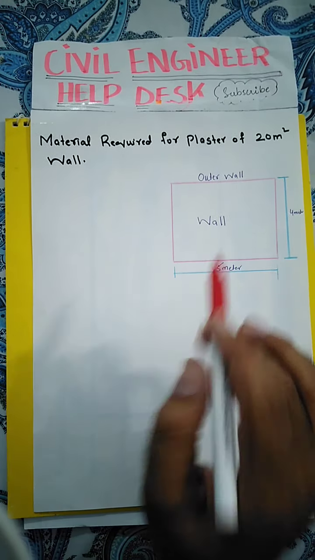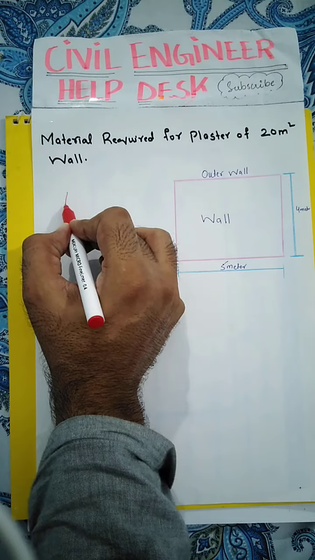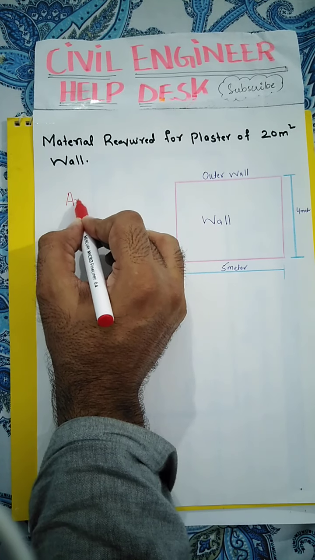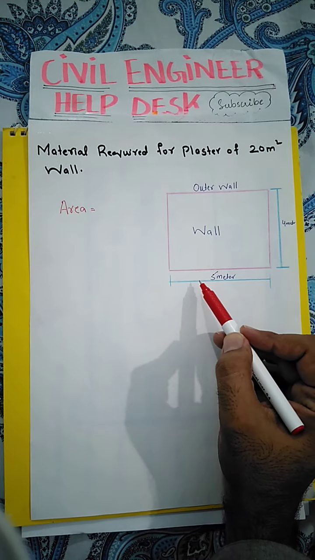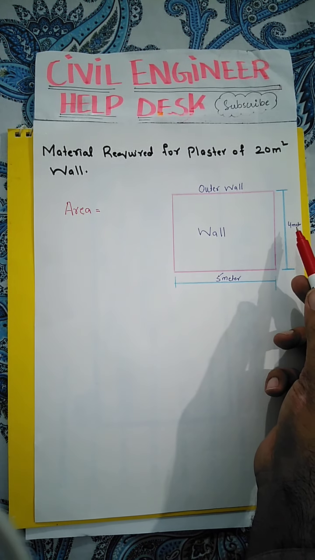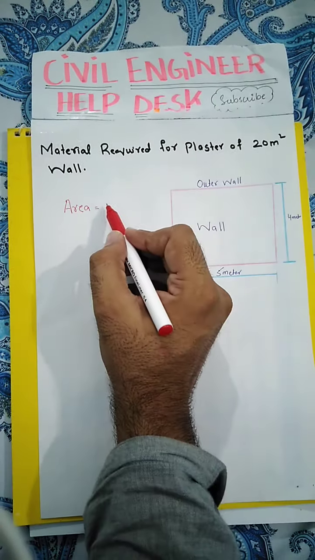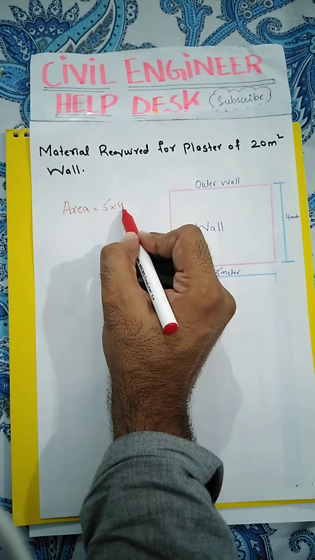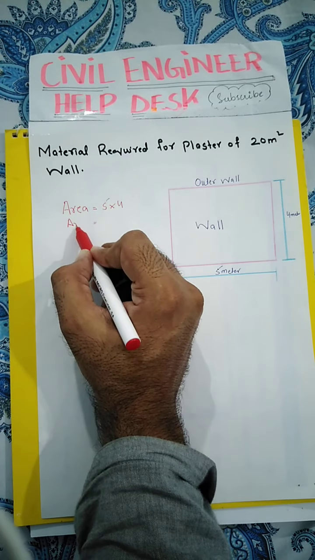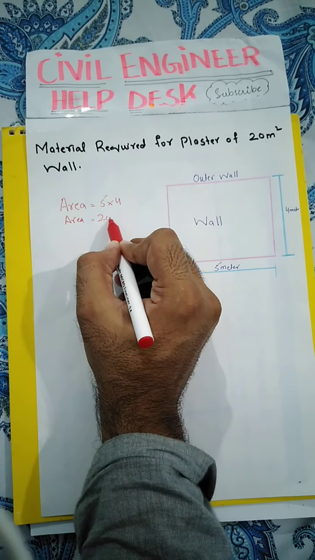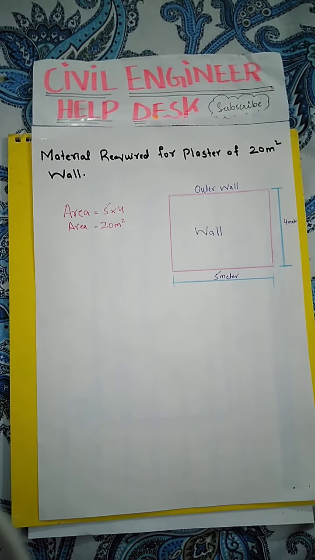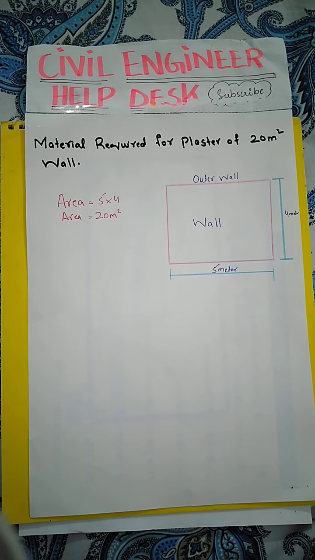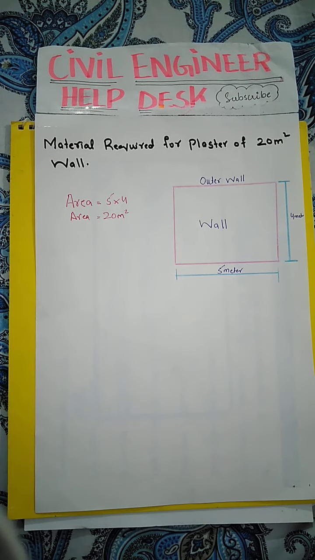First of all, we will calculate area. We know that area is equal to length into breadth. Length is 5 meter and width or breadth is 4 meter. So 5 multiplied by 4, which is equal to 20 square meter.